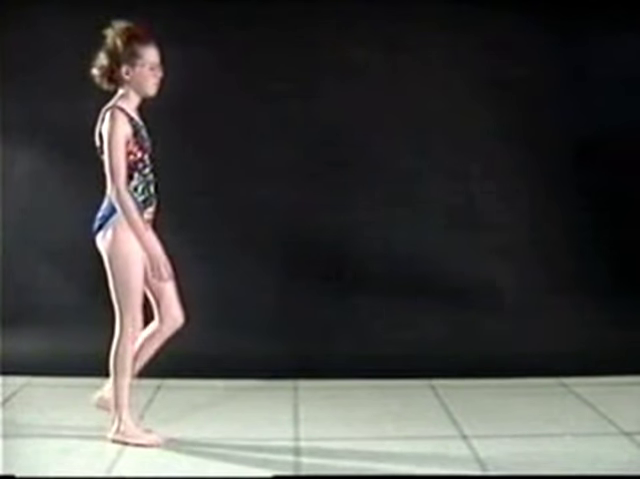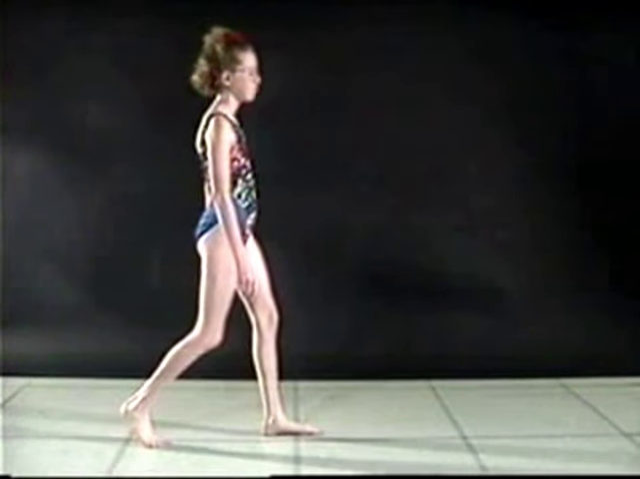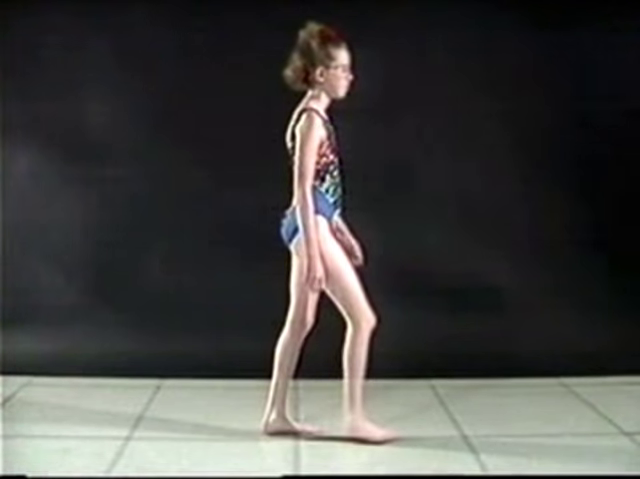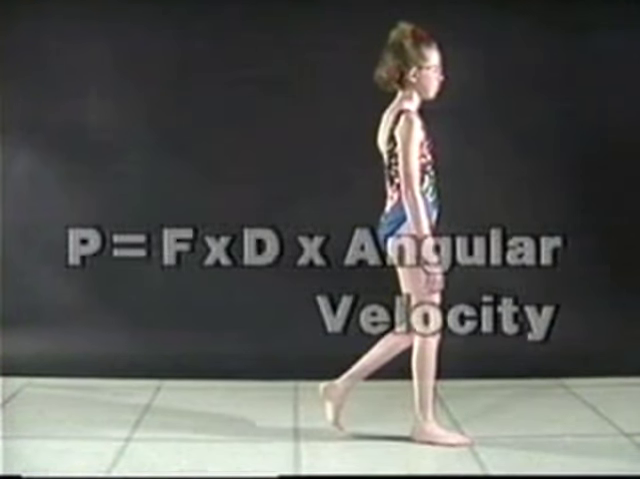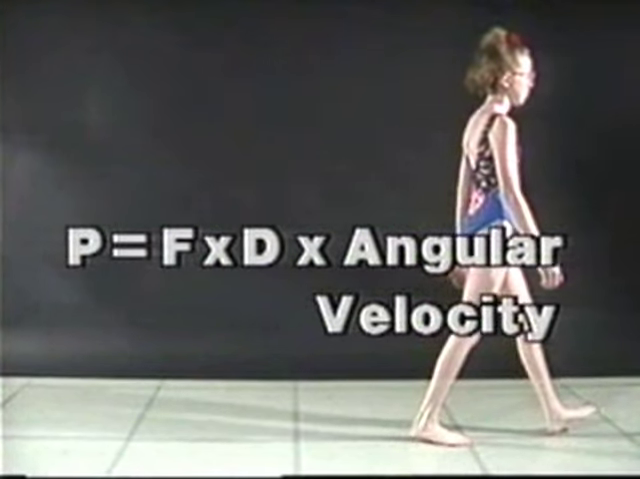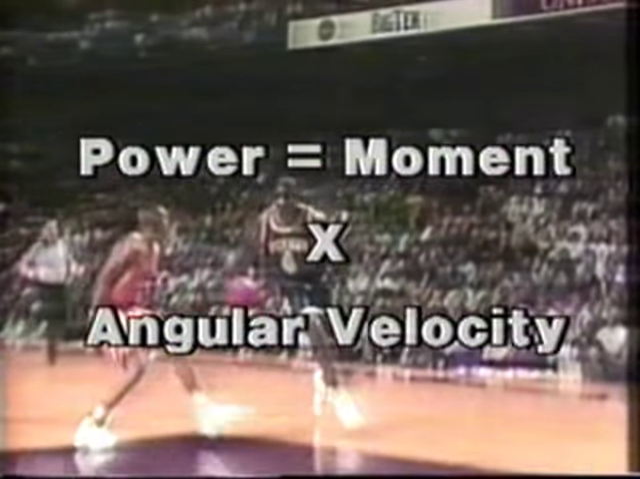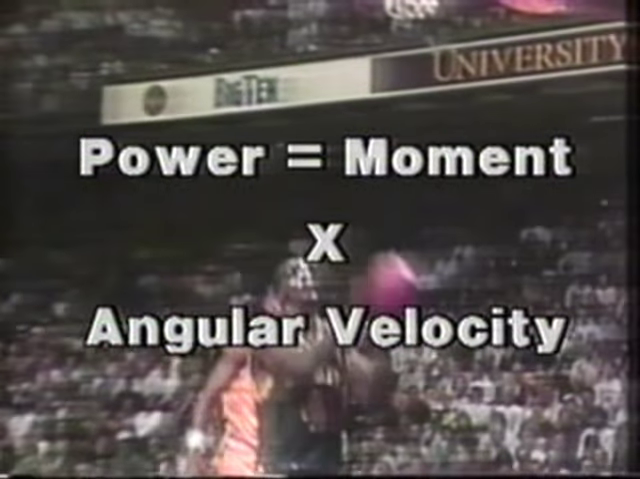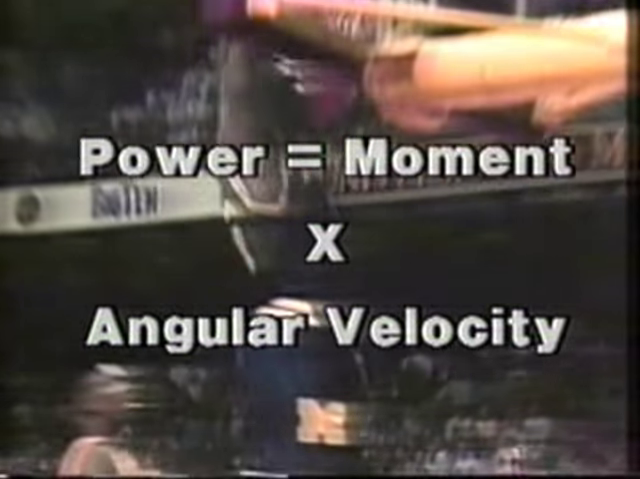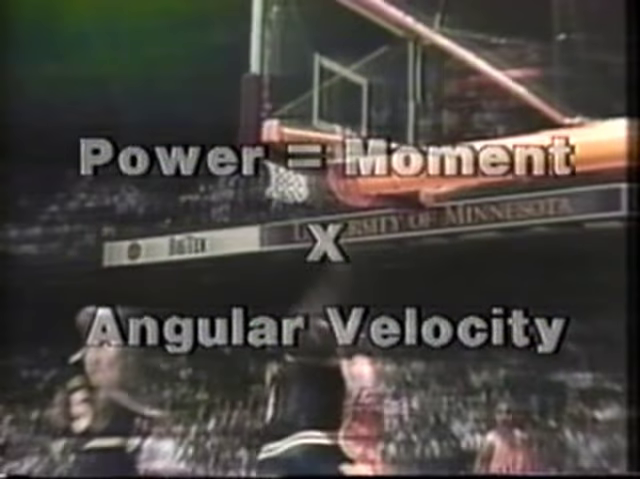The moment produced at a joint during walking times the rate or velocity at which the joint is bending is equal to the net power. Power equals force times distance times angular velocity. This basketball player is a good example. The faster the velocity prior to takeoff, the greater the power at takeoff. The mathematical definition of joint power is the product of the net joint moment times the joint angular velocity, or force times distance times joint angular velocity.